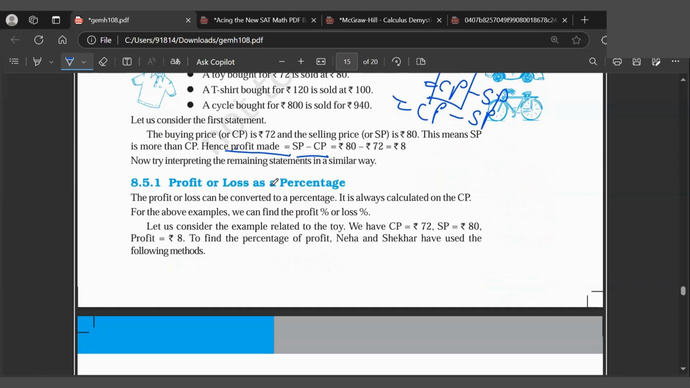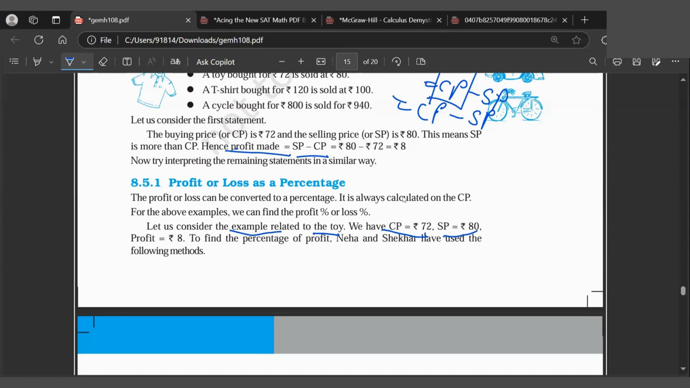So let's move to percentage, right? If someone asks what is the loss percentage or the profit percentage of your earnings this year or this month, what can we do? We know about percentages, right? How to find the percentage. Let us consider an example related to a toy. The cost price of the toy is 72, and the selling price of the toy is 80, right?